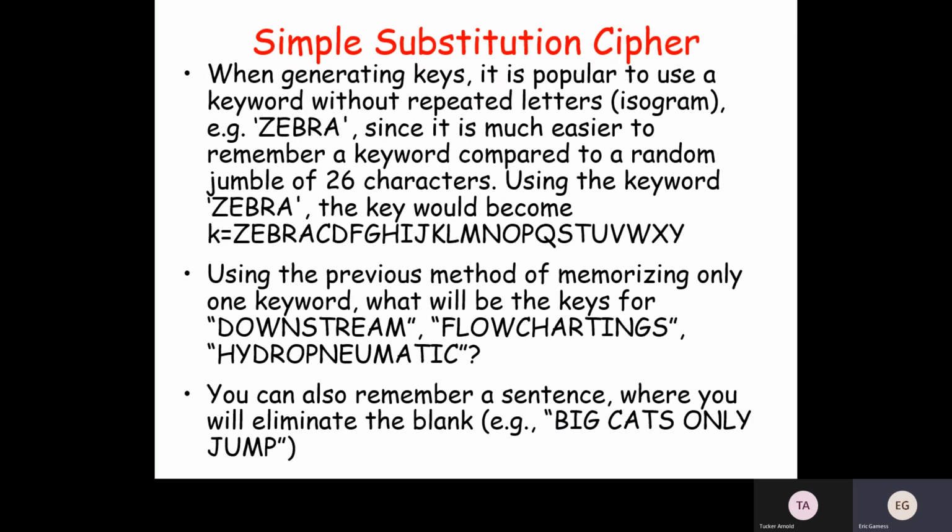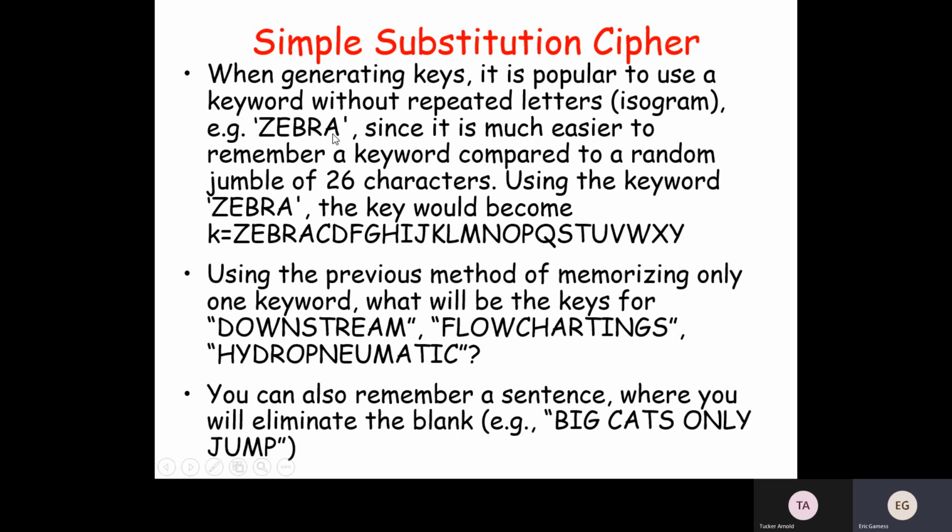Okay, so when generating a key, it is popular to use keywords without repeating letters. A keyword that doesn't have repeating letters is called an isogram. For example, zebra. Zebra, the Z is only one time, the E is only one time, the B is only one time, the R is only one time, and the A is only one time.